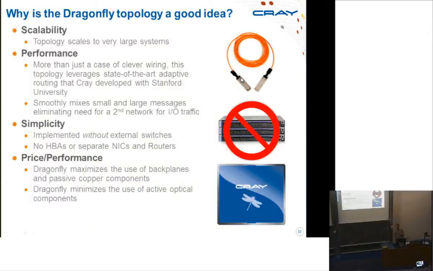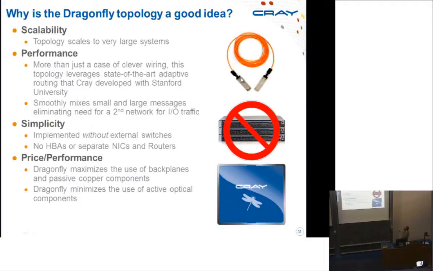So why is the Dragonfly topology good? This entire topology is what's called the Dragonfly topology. It scales to very large systems. By having these tiers of all-to-all, you don't end up with billions and billions of connections to every other point. But it also gives you very good performance.